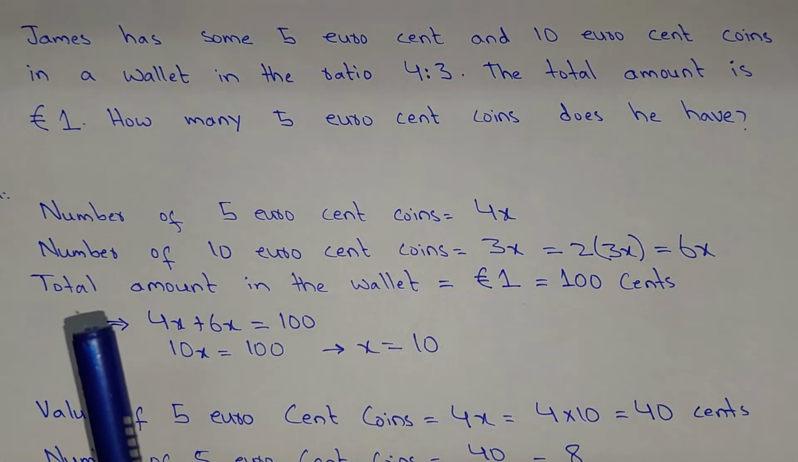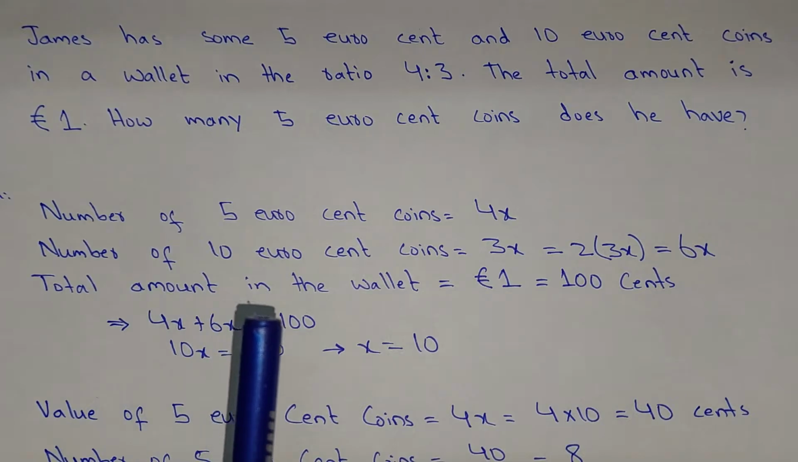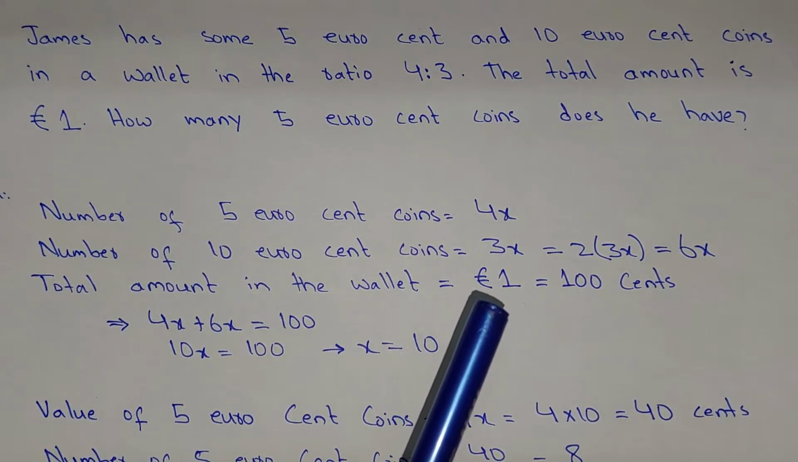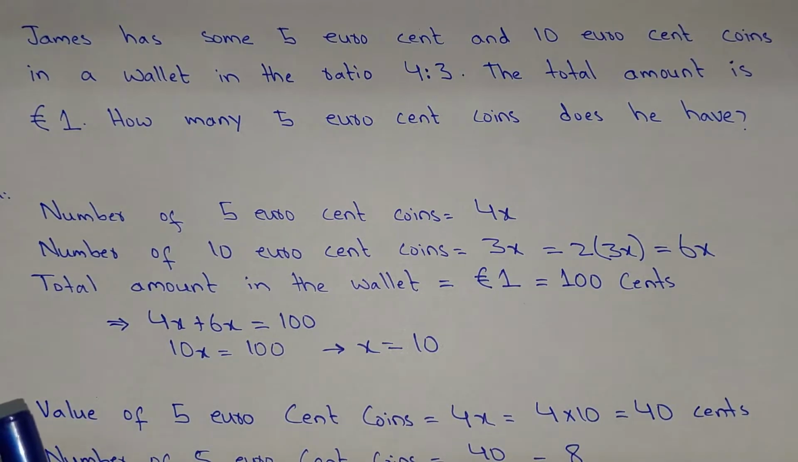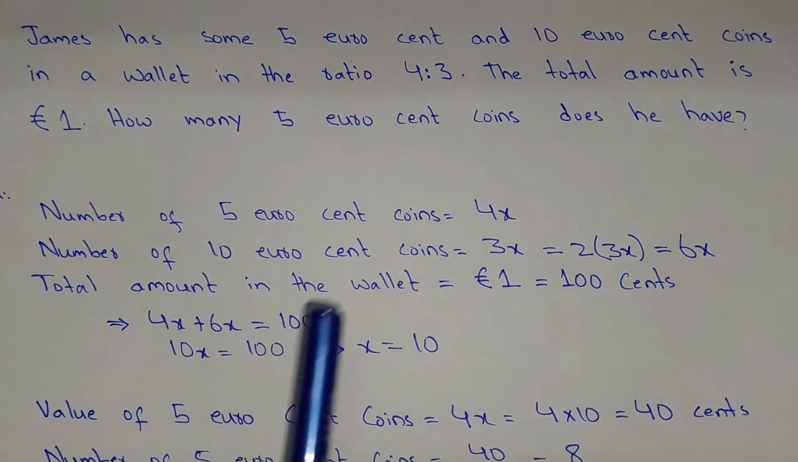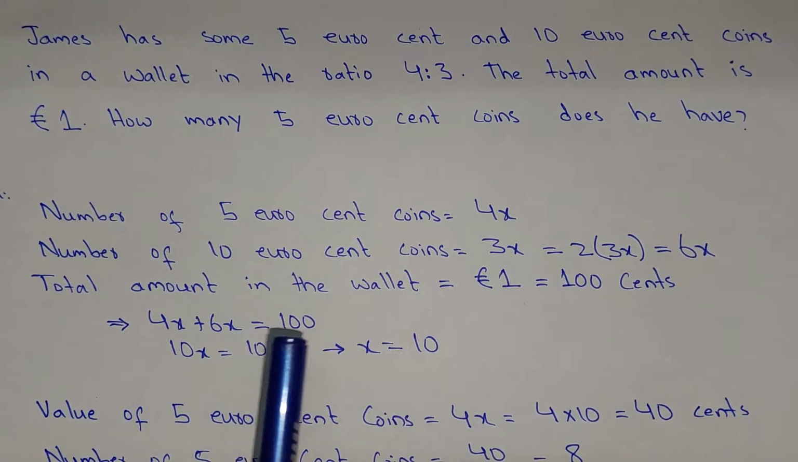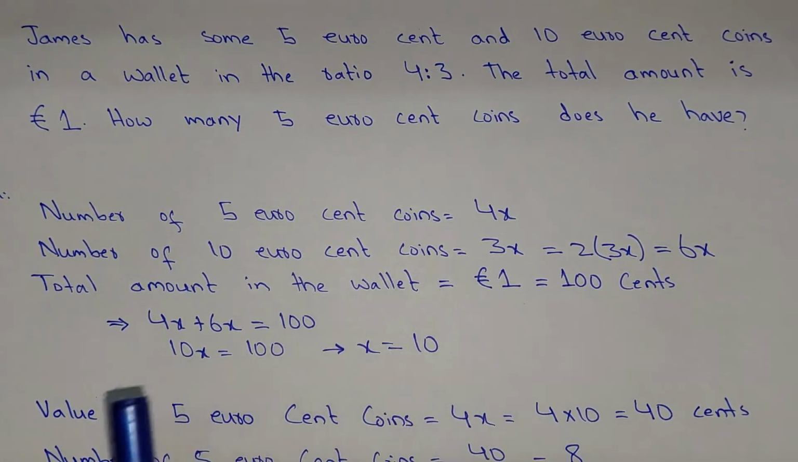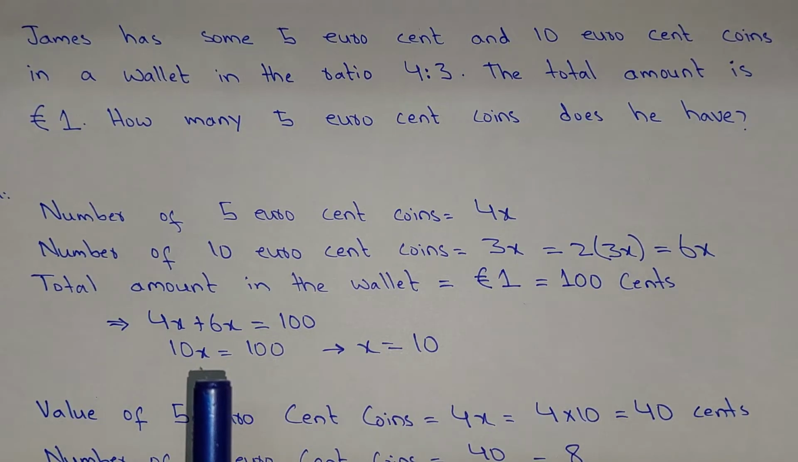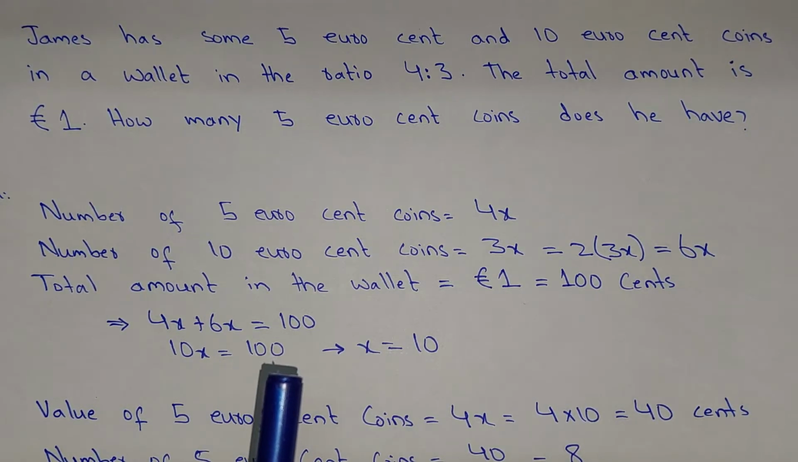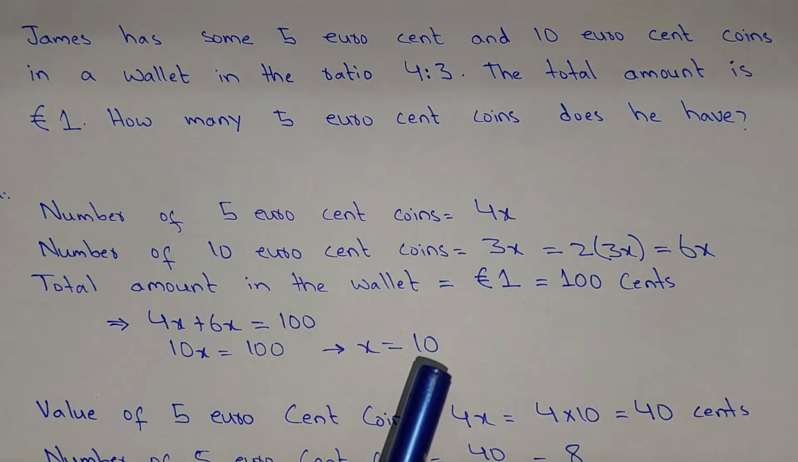So according to the statement, total amount in the wallet is equal to 1 euro. We know that 1 euro is equal to 100 cents. So we can say that the addition of 5 euro cent coins and 10 euro cent coins, 4x plus 6x, that is equal to 100 cents. So 4x plus 6x, that will be 10x is equal to 100. So x is equal to 100 divided by 10, that will be 10.